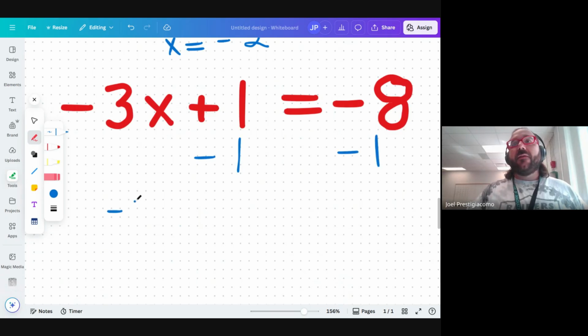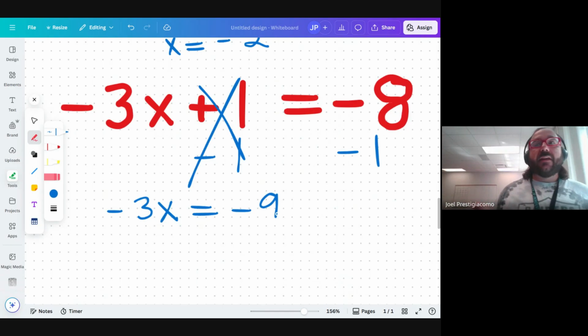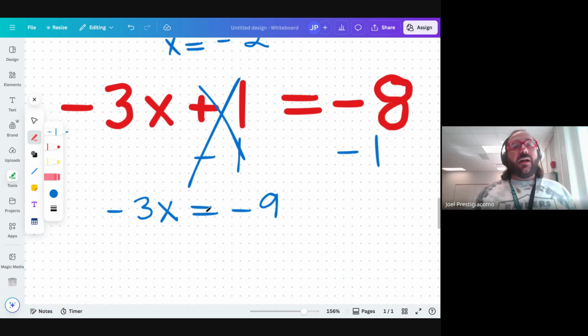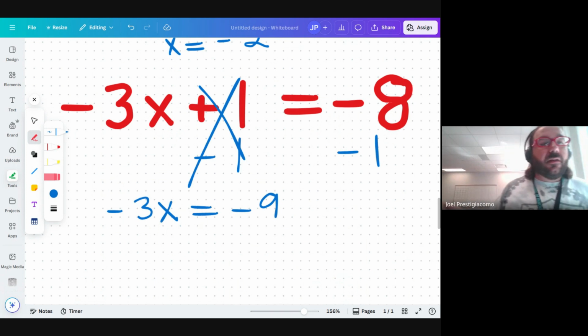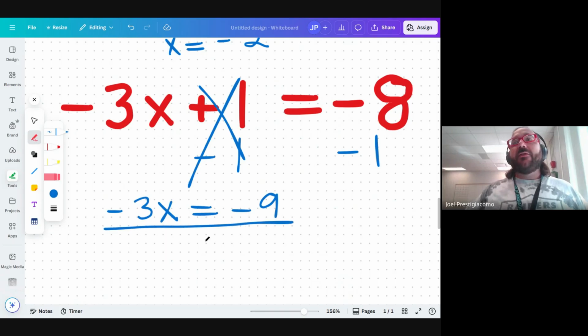We're going to get negative 3x is equal to negative 9, right? In this case, they do stack, right? Negative 8 minus 1 becomes negative 9. And then we see this negative up front, right? So a couple of things to keep in mind, right? If both sides are negative, it's as if neither is, okay? Right, so we could drop the negatives at this point if we wanted to, but for the sake of being consistent, I'm just going to divide by negative 3, right?